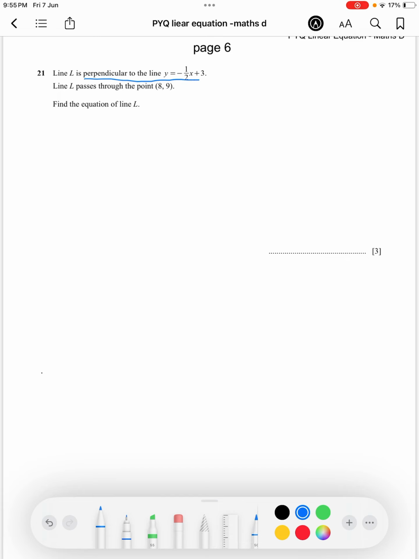Line L is perpendicular, line N passes through. Find the equation of line L for 3 marks. So what do we know about perpendicular? The gradient of the given equation is minus half. That means the gradient of the perpendicular line would be the negative reciprocal, which means that.